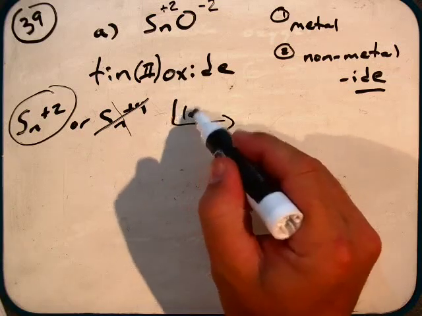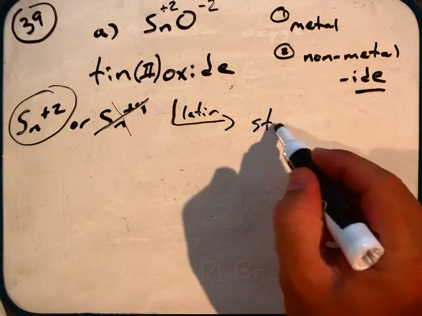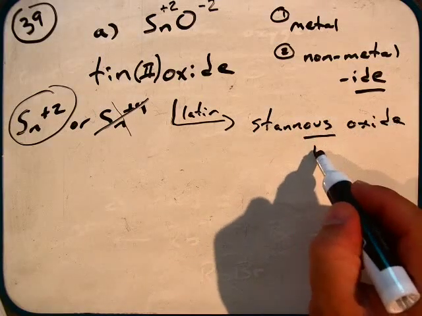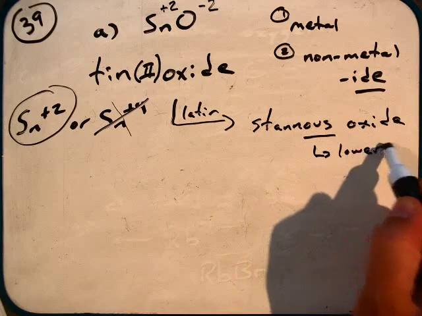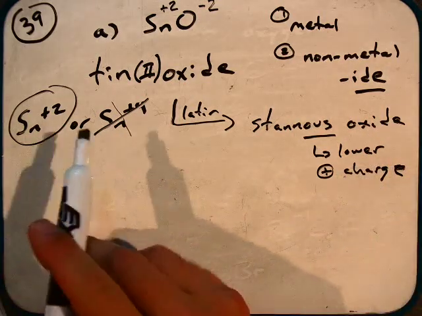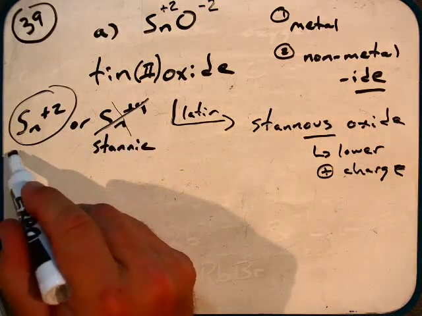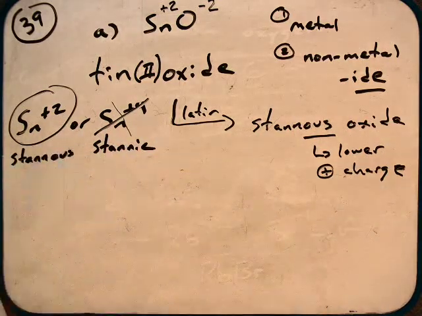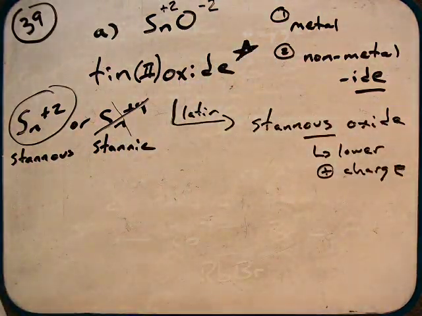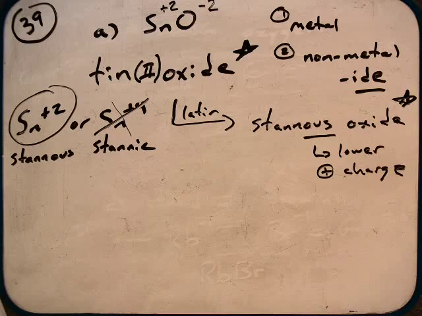If we were to use the Latin nomenclature, we would say that this is stannous oxide. Again, the -ous is indicating the lower positive charge for our tin. If it was tin +4, it would be stannic. If it's tin +2, it would be stannous. So as far as naming, you can use either the stock system to have tin(II) oxide, or you could use the Latin system and have stannous oxide.